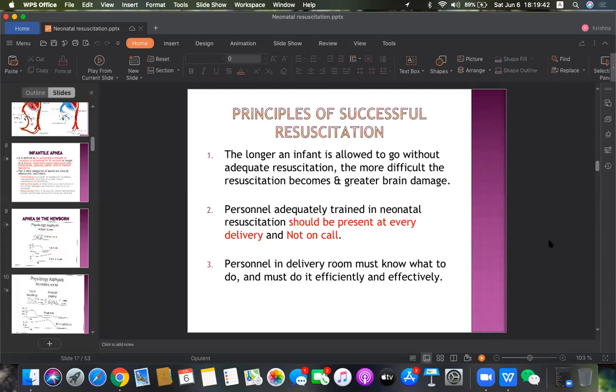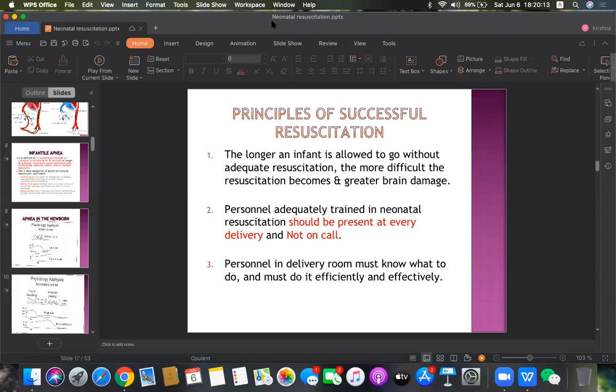Now, the persons present in the delivery room should be there all the time. It's not like, oh, I'm in the coffee shop, can I come after 5 minutes, sister? You cannot answer like that, because by that time the baby is already dead. So you should be present right there at the time of delivery. And the person who is present there should know all the steps of resuscitation. It's not for the sake of presence. He should know how to do bagging. He should know how to put the tube. Okay, so these are important points.